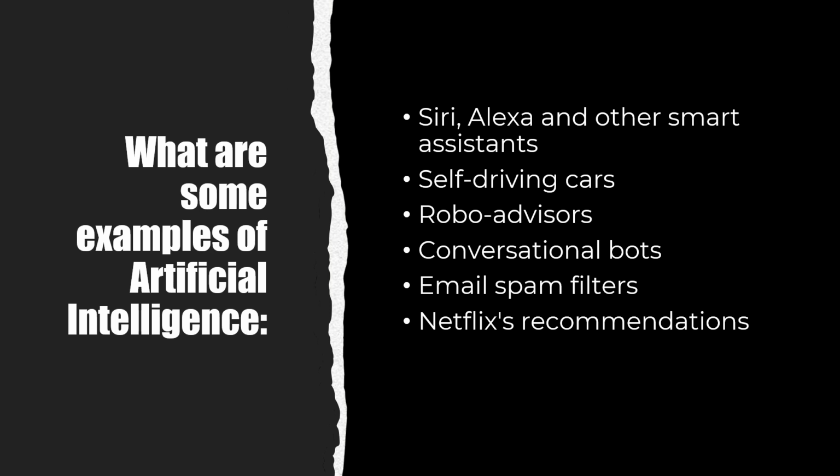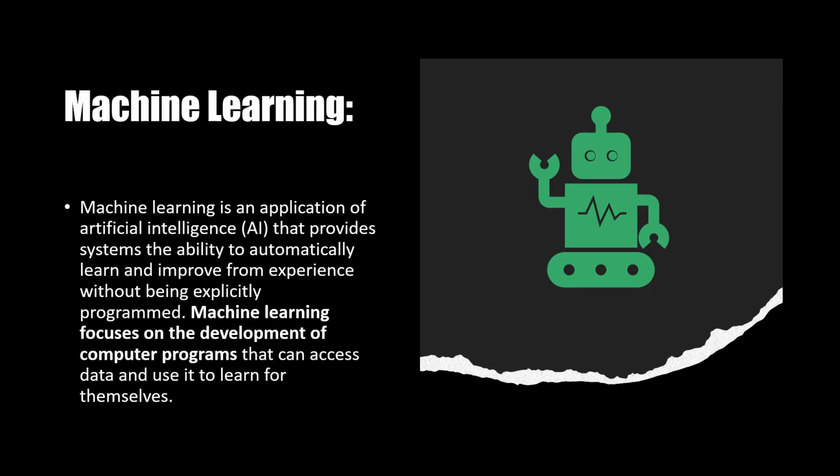Okay, let's move into the machine learning concepts now. Machine learning is an application of AI that provides systems the ability to automatically learn and improve from experience without being explicitly programmed. These machine learning models are trained so that we don't need to program it, right? Machine learning focuses on the development of computer programs that can access data and use it to learn for themselves.